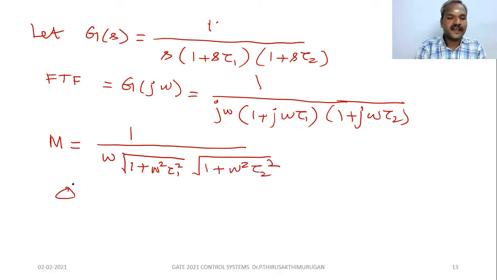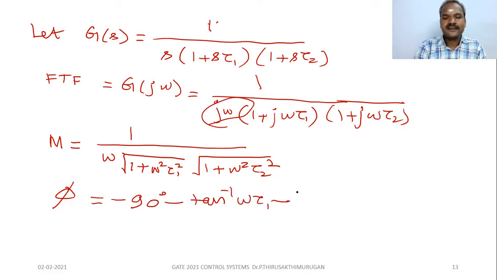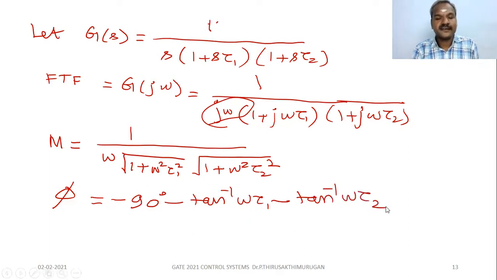What is the phase angle expression? For j omega, minus 90, for the numerator 0, so minus 90 minus tan inverse of omega tau 1 minus tan inverse of omega tau 2. Understand? So this is the phase angle expression.